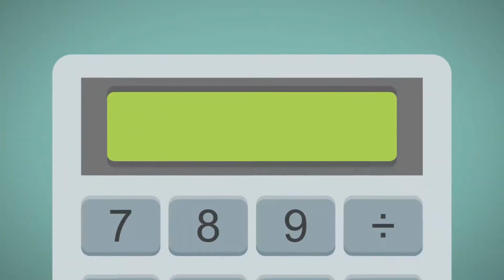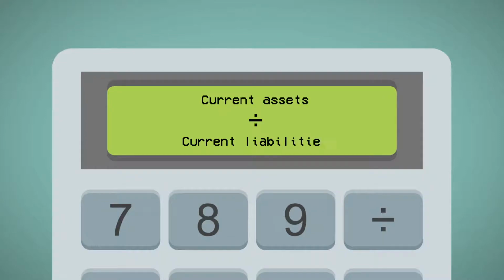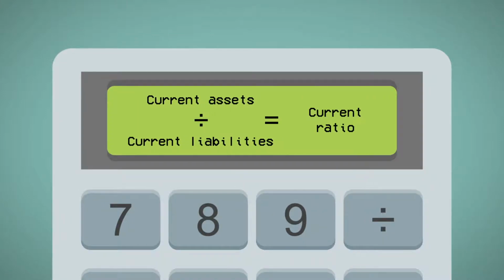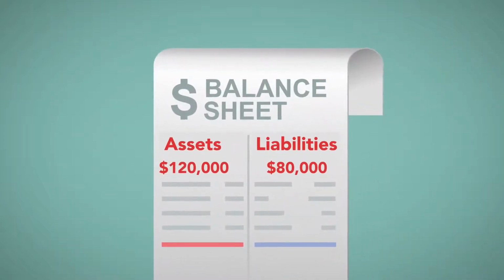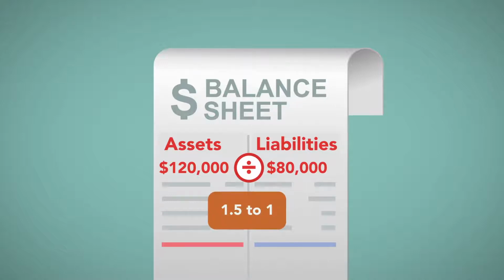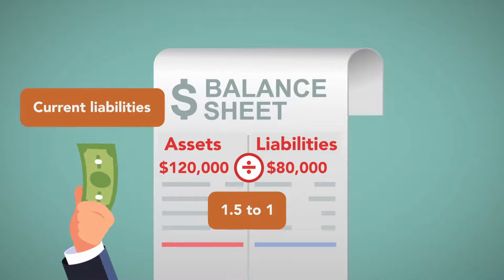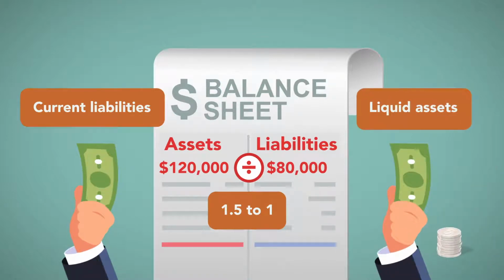Another way of assessing working capital is to divide the current assets by current liabilities, which gives what is called the current ratio. For example, assume Acme Corporation has $120,000 in current assets and $80,000 in current liabilities. Dividing Acme's current assets by its current liabilities results in a current ratio of 1.5 to 1, which means that for every dollar of current liabilities coming due in the next year, there's about $1.50 of liquid assets available to meet that obligation.